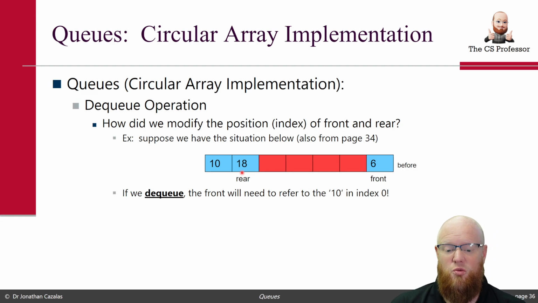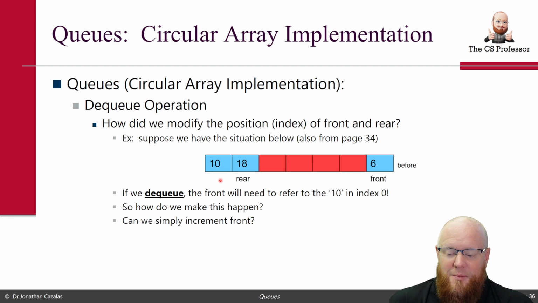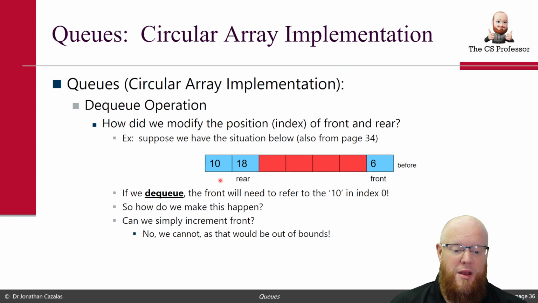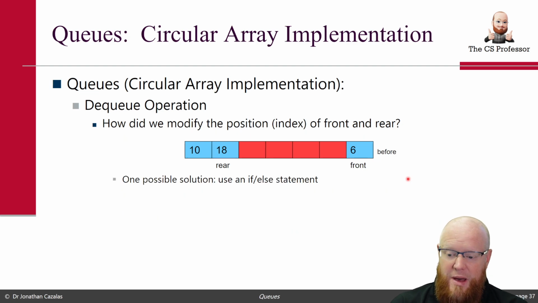If we do a DQ right now, what happens? This 6 will ultimately get sent back. Imagine we're going to call some method DQ. That method will return the value 6 that was DQ'd, but also during the DQ, this front has to change, and now it will point to index 0, where that 10 is. So how did we make that happen? Clearly, we did not just increment the front, right? Because if we increment it, it will now go to index 7, which would be out of bounds.